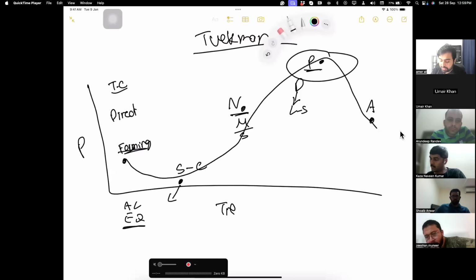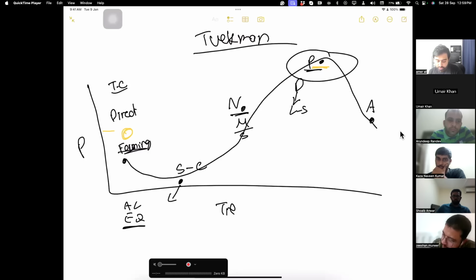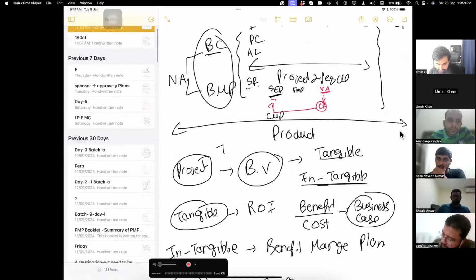Whenever a team member leaves and a new team member comes, we go back to the forming stage. We go back to the forming stage even with a 1% addition. Okay, so that's everything you need to know about the team topic.